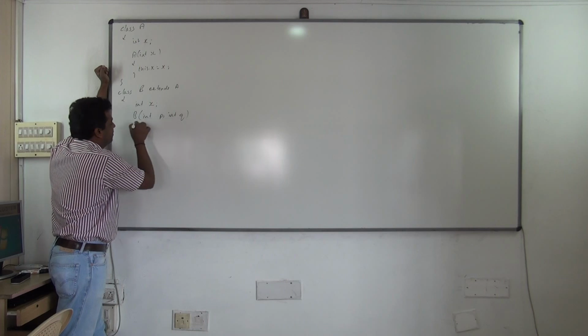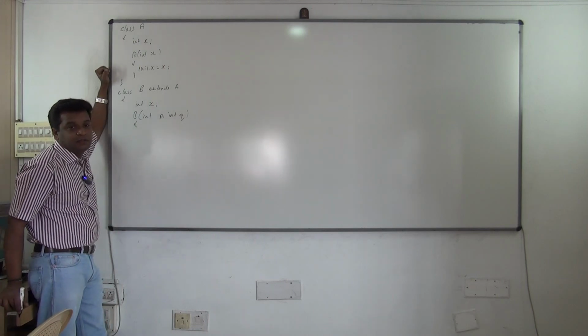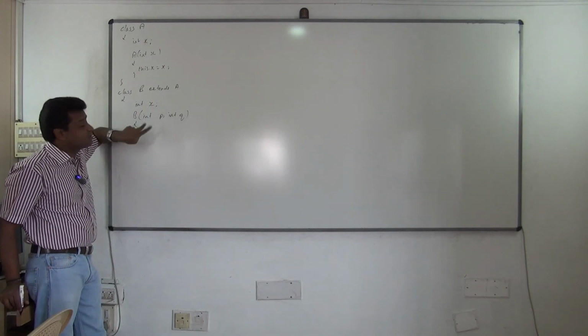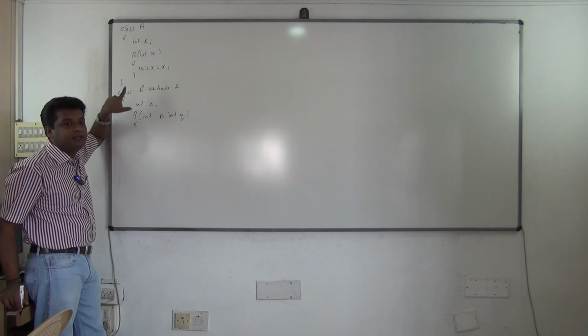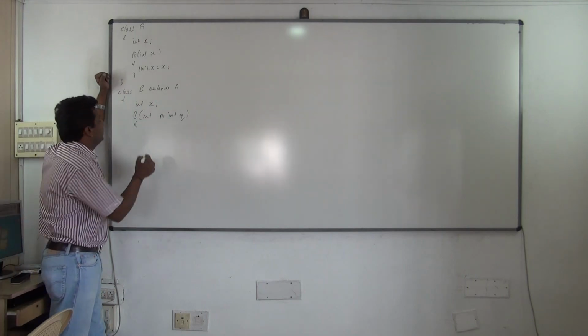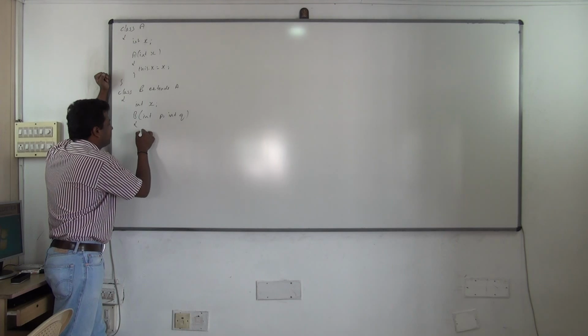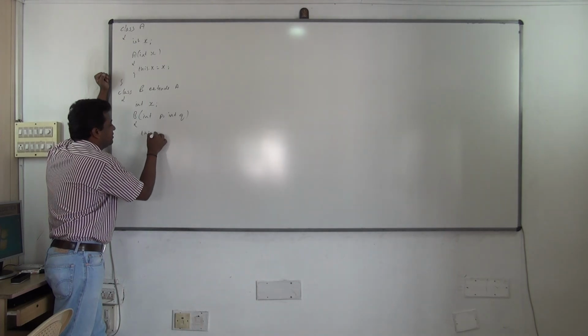Now in the subclass constructor, how many parameters should you have? Two. In the subclass constructor, you should have 2 parameters, because there will be 2 x's. Now how do you initialize both the x? One is, I can write this.x.